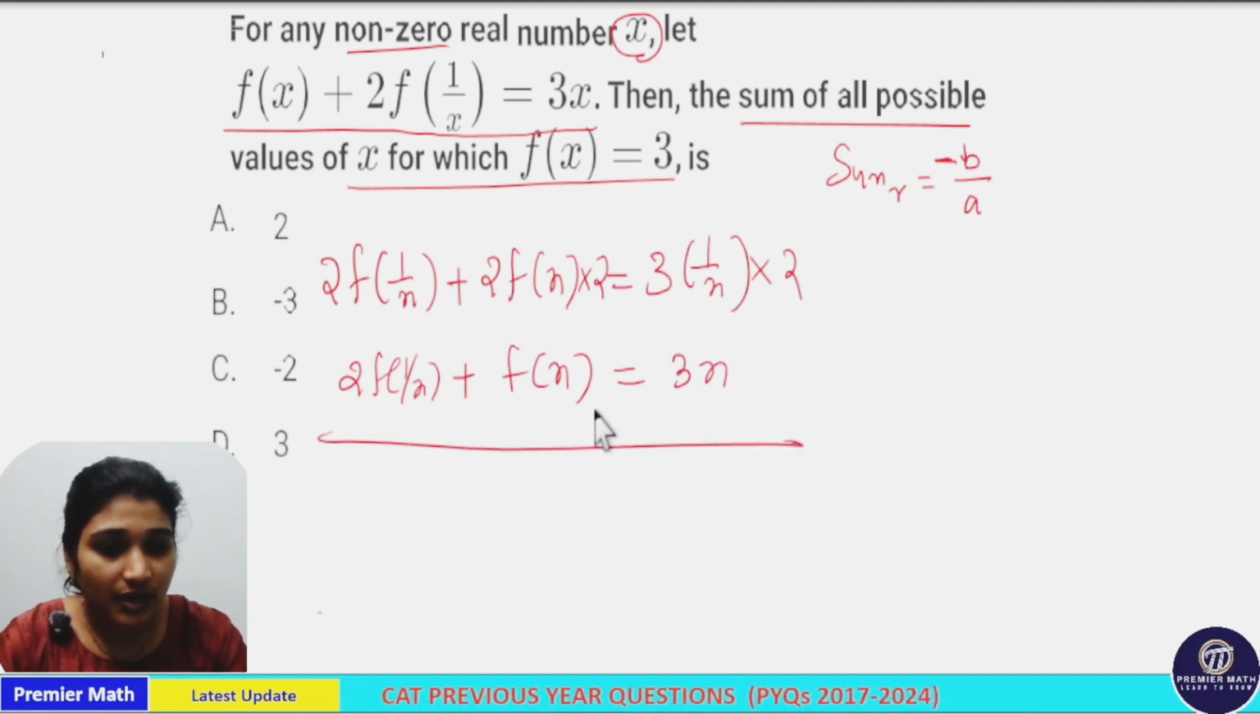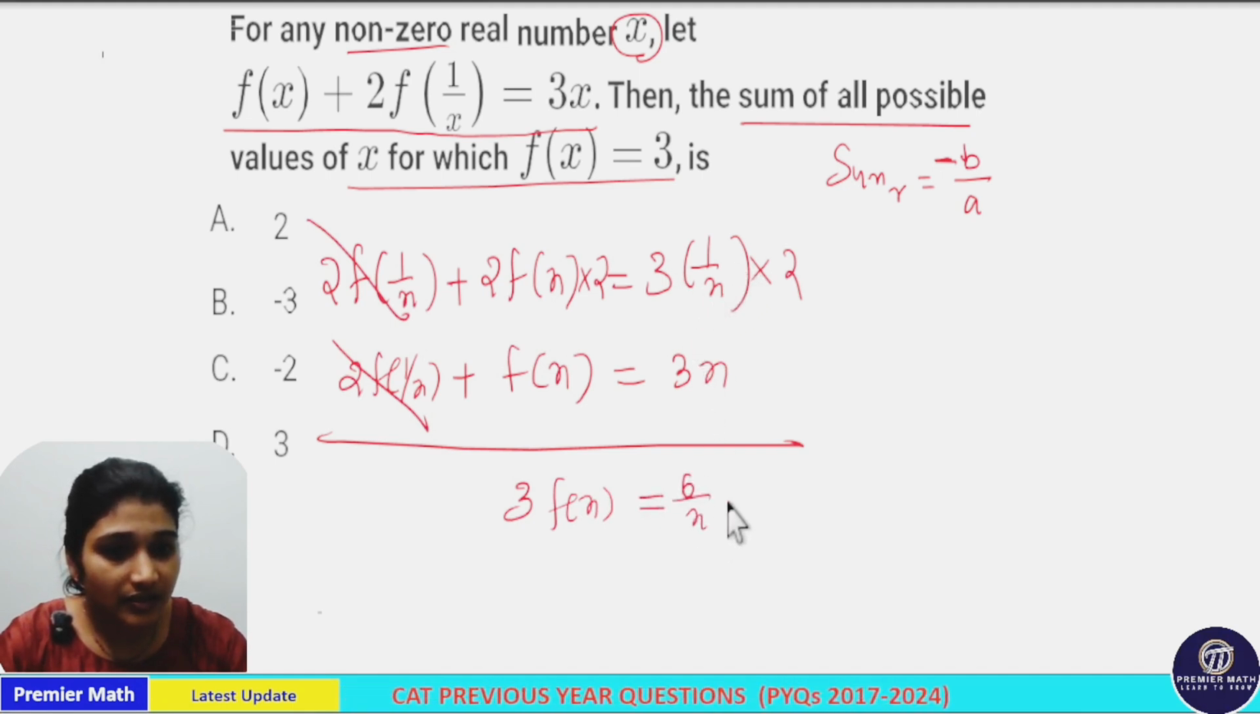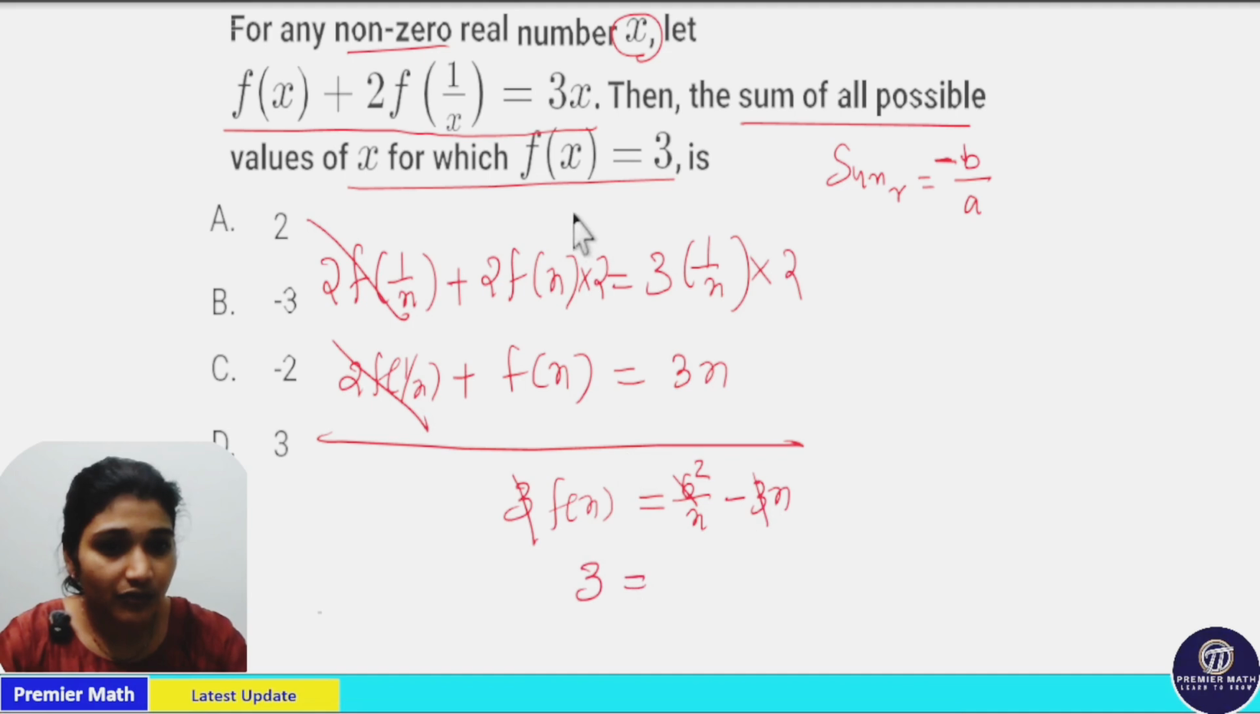Now just subtract this one from the first one. Then this 1 by x term cancels. 4 f of x minus f of x is equal to 3 f of x, which is equal to 6 by x minus 3x. Now cancel 3 here. 3 goes 2 times in 6, here 3 cancels. So f of x is equal to 3. F of x is given as 3 here, which is equal to 2 by x minus x, meaning 2 minus x square by x is equal to 3.